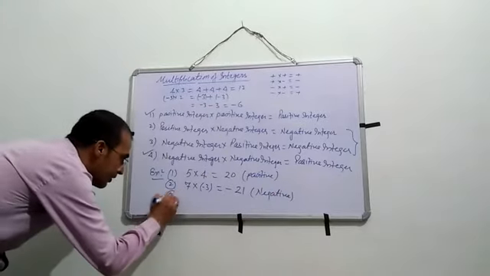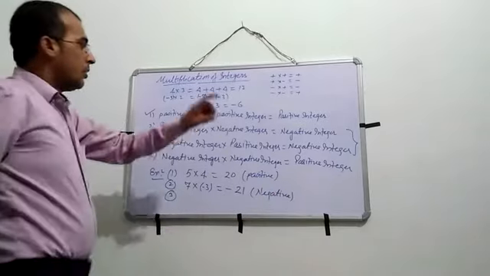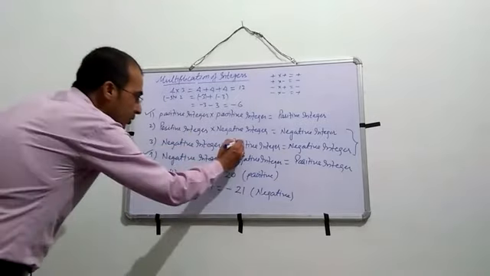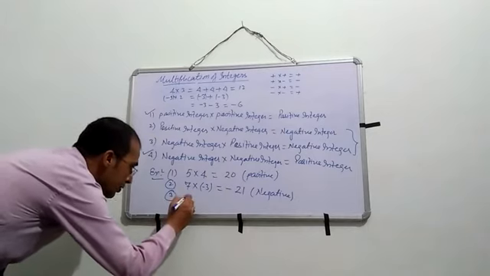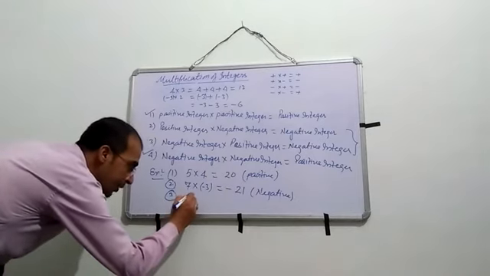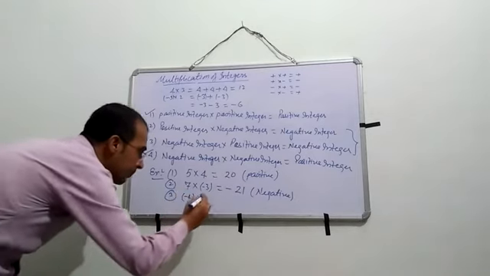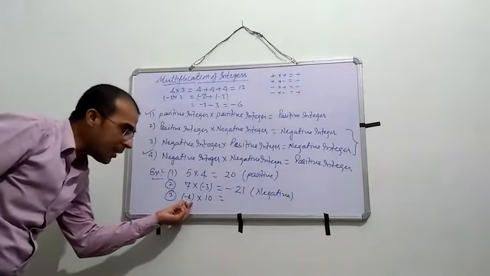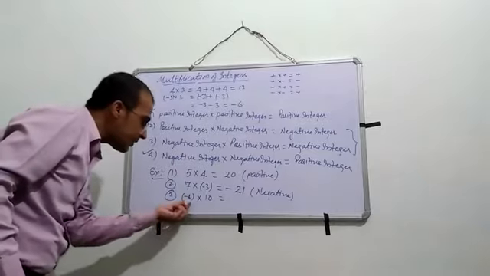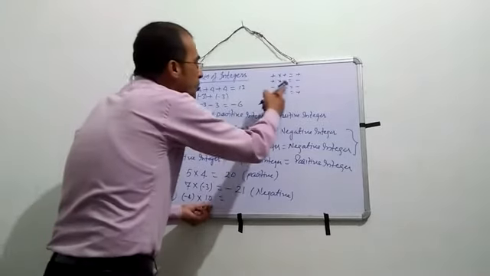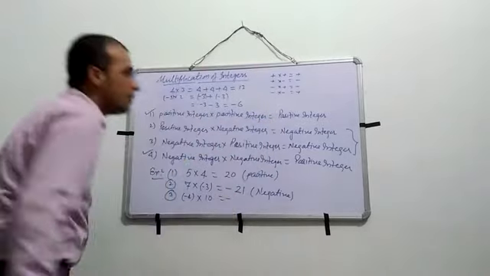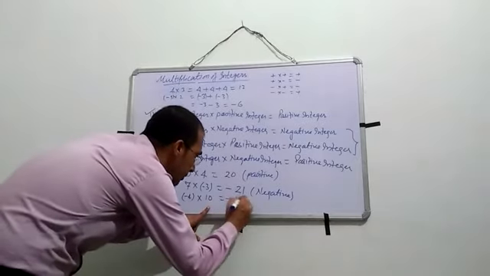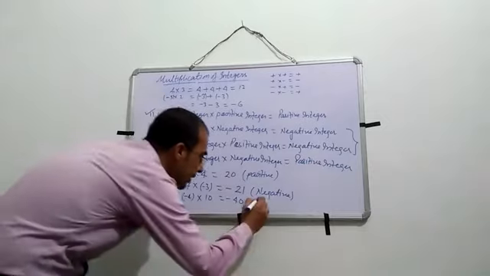And now the third case will be what? Negative integer with the positive integer. Suppose this is -4 multiplied with 10. So 4 is minus, 10 is plus. Minus into plus is always minus. And 4 into 10, its value will be 40. It means that the result will be negative.